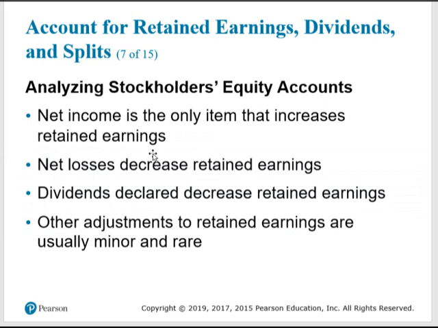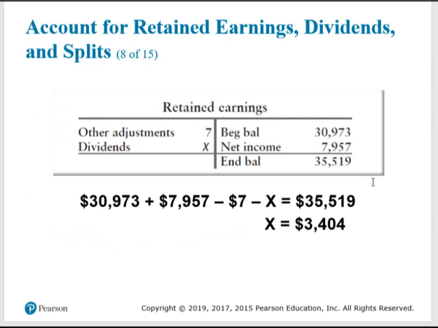Net income increases retained earnings. Net loss decreases retained earnings. Dividends declared reduce retained earnings, and so do a few other things. The only thing that increases it is net income.